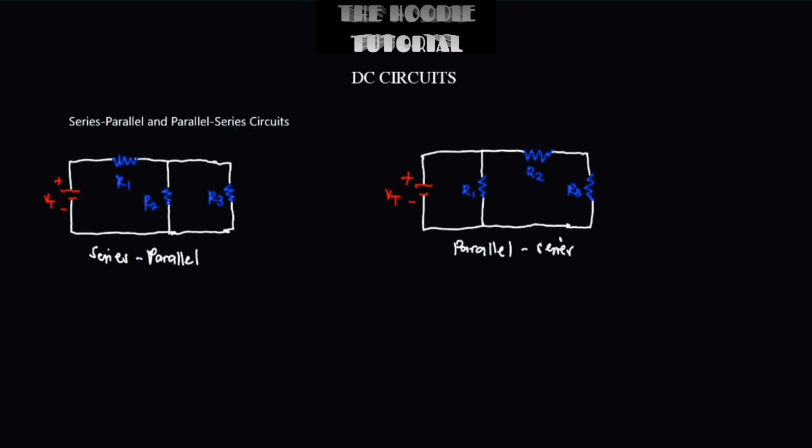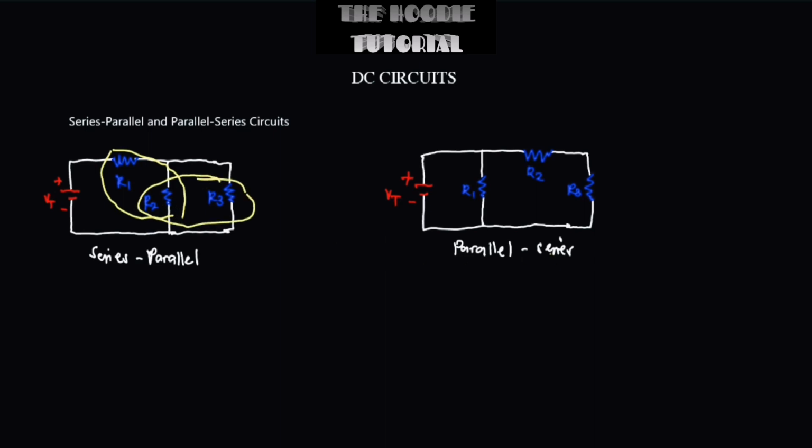So right here we have a series parallel circuit. The reason why it is called a series parallel circuit is that we have a series resistor right here. This is in series, so we have R1 and R2, and then we have parallel resistors right here, which is R2 and R3.